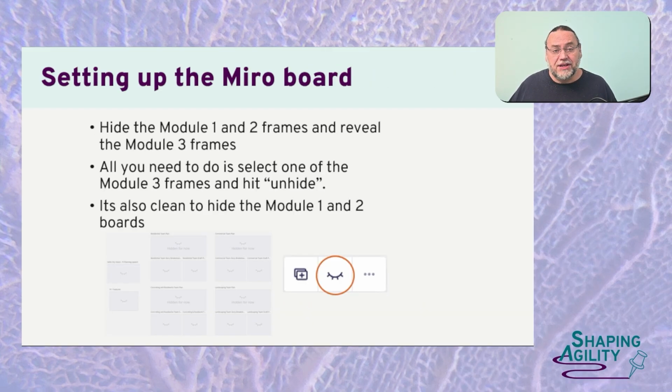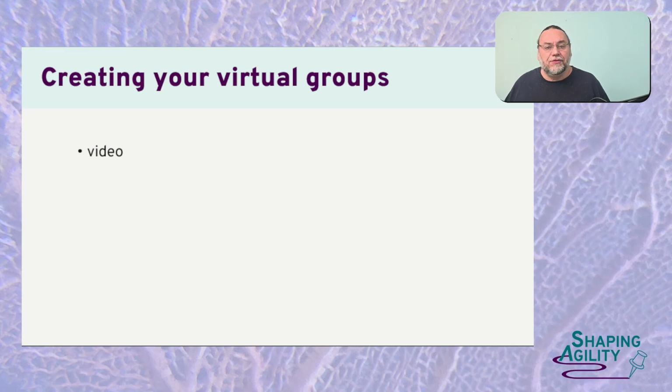Bit of extra information on setting it up: hide the module 1 and 2 frames, reveal the module 3 frames. You just have to select one of the frames. They're all grouped. Hit unhide. It will unhide all of the module 3 frames. It's also just cleaner for your participants to hide modules 1 and 2 so they're not distracted. To create your groups, if you are playing standalone, watch this video.